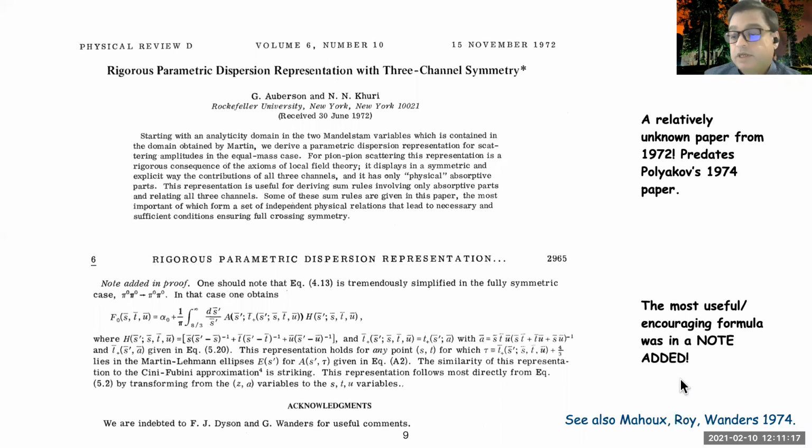Other people also did some work. In particular, I should mention Mahouf, S. M. Roy, and Wanders from 1974. They tried to develop crossing symmetric dispersion relations for pion amplitudes, and there is some overlap between the ideas in this paper and the ideas in the Oberson-Khoury paper.